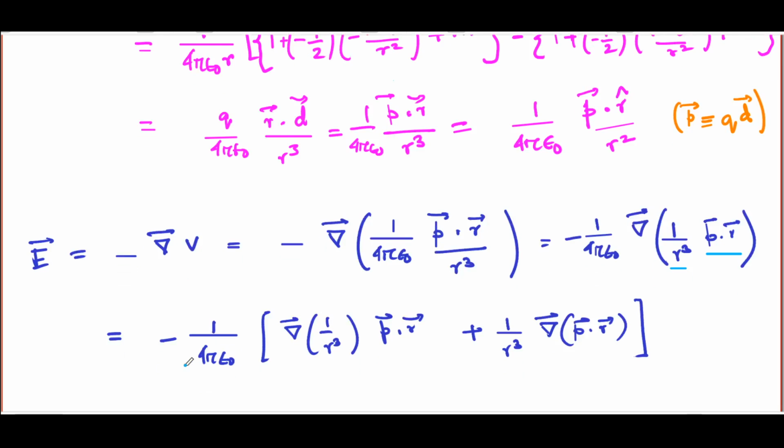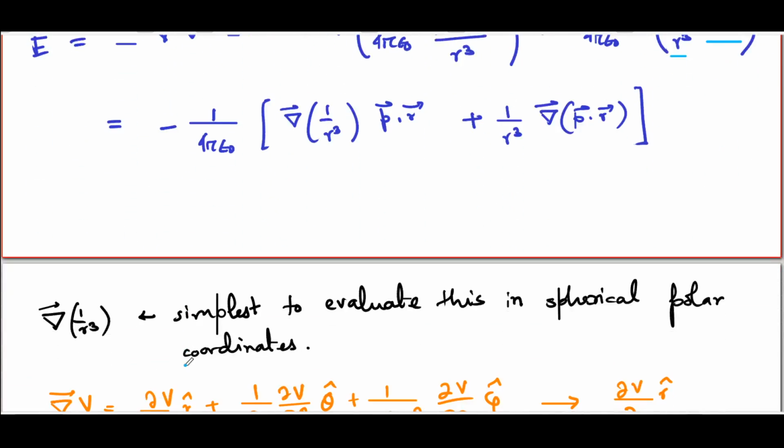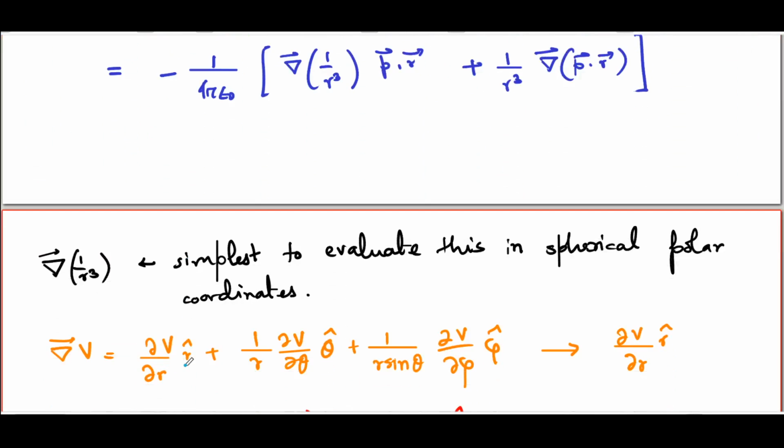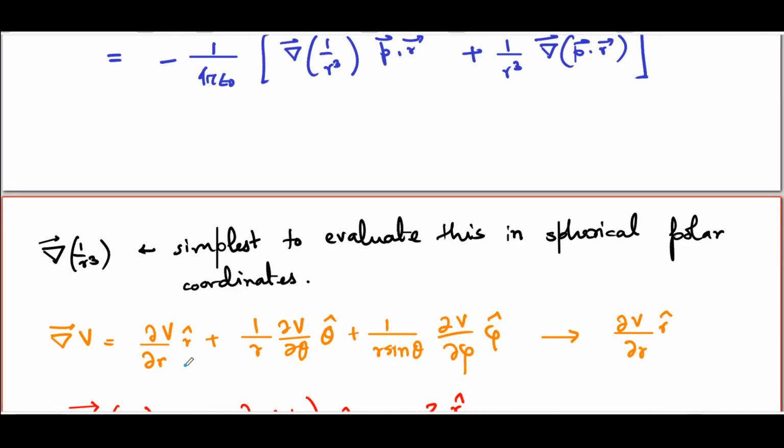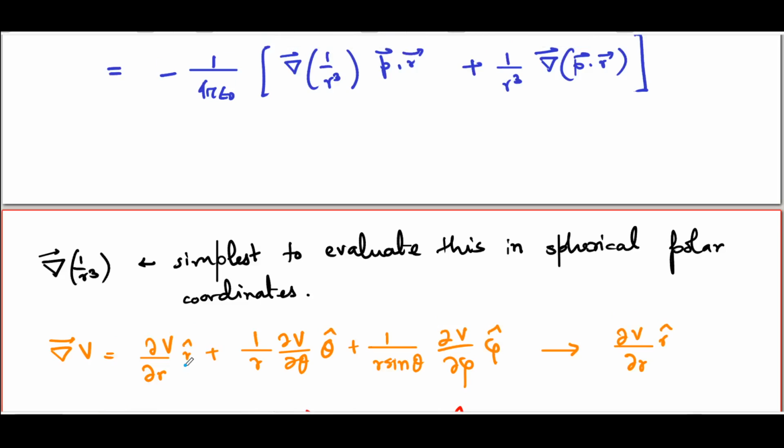Now we have to calculate these two terms individually. Now gradient of 1 by r cube, you could of course calculate this by writing r as square root of x square plus y square plus z square. And so this would become x square plus y square plus z square to the power minus 3 by 2, carrying out the derivatives and putting all of it together. But it would be simplest to evaluate this, rather obviously, in spherical polar coordinates.